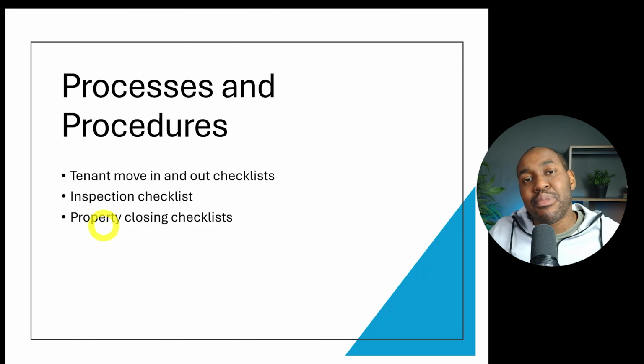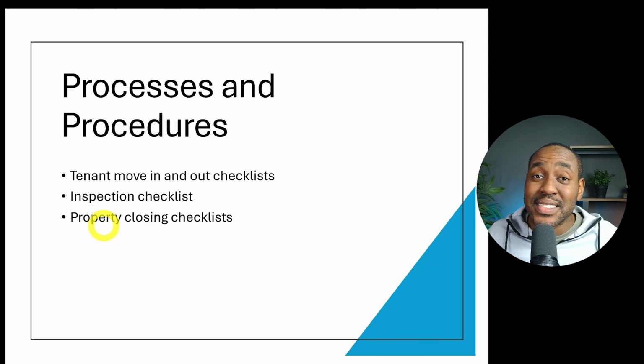The next use case, processes and procedures. So everybody knows that you should treat your real estate business like a business. You should be doing certain things every single time to maximize your efficiency and your money. But it's really hard to come up with those processes and those procedures and make them specific to everything. So now you have ChatGPT to streamline and make that so much faster.